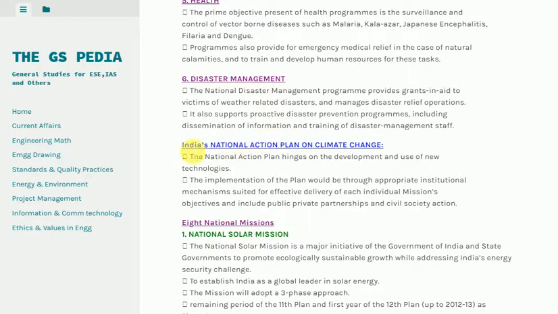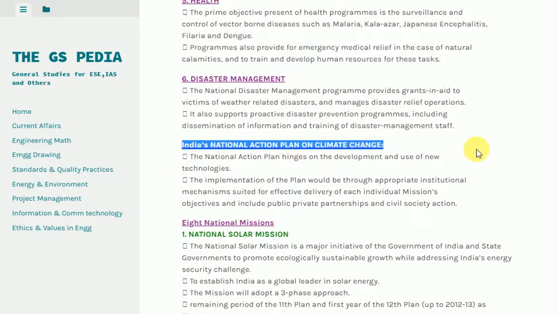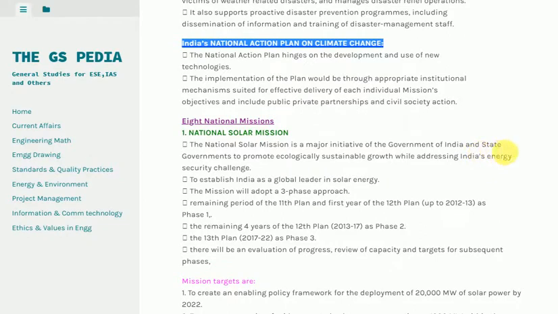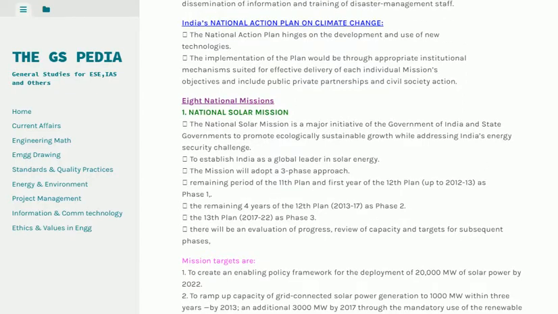India's National Action Plan on Climate Change. The National Action Plan hinges on the development and use of new technologies. The implementation of the plan would be through appropriate institutional mechanisms suited for effective delivery of each individual mission's objectives, and include public-private partnerships and civil society action. 8 national missions.